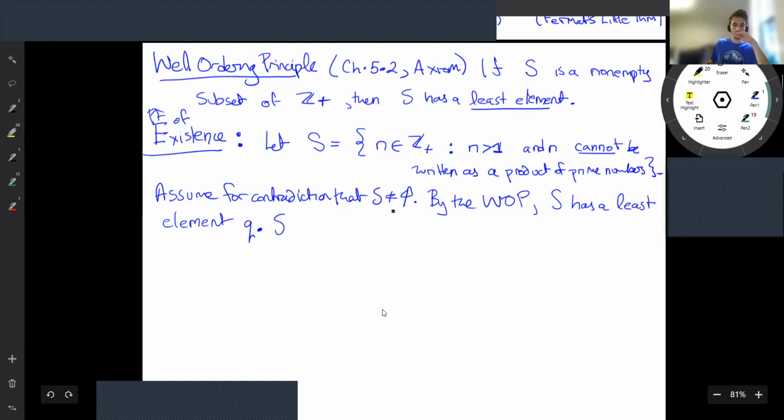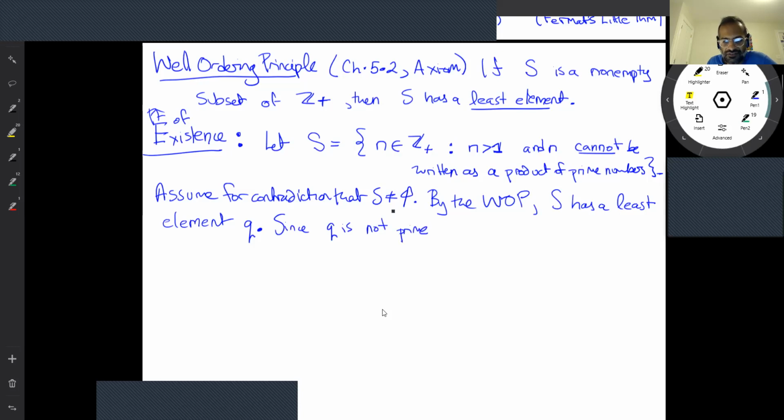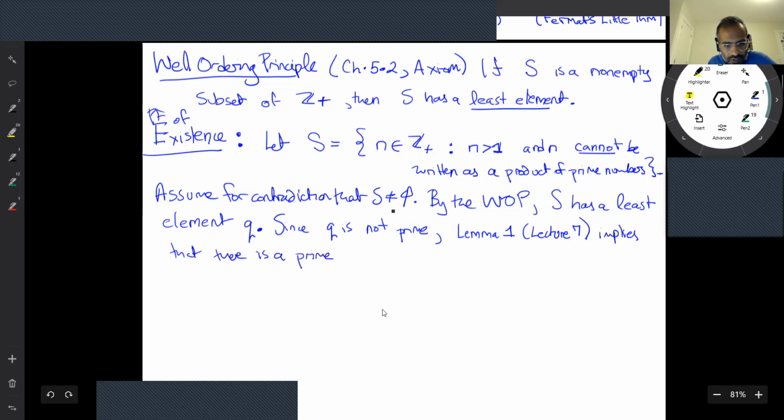So since Q is not prime, I'm going to appeal to Lemma 1 from the previous lecture, which said if you have a composite, there's always some prime number dividing it. Lemma 1 from lecture 7, which I won't rewrite, implies that there is a prime called P, strictly less than Q, such that P divides Q. We proved this in the previous lecture.